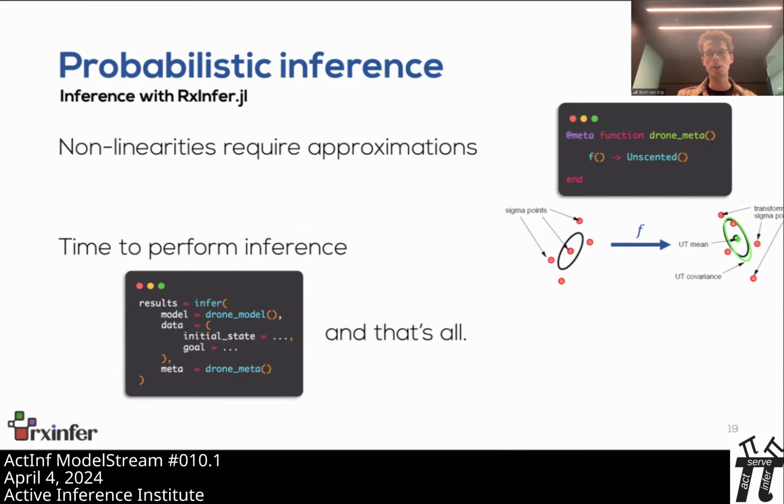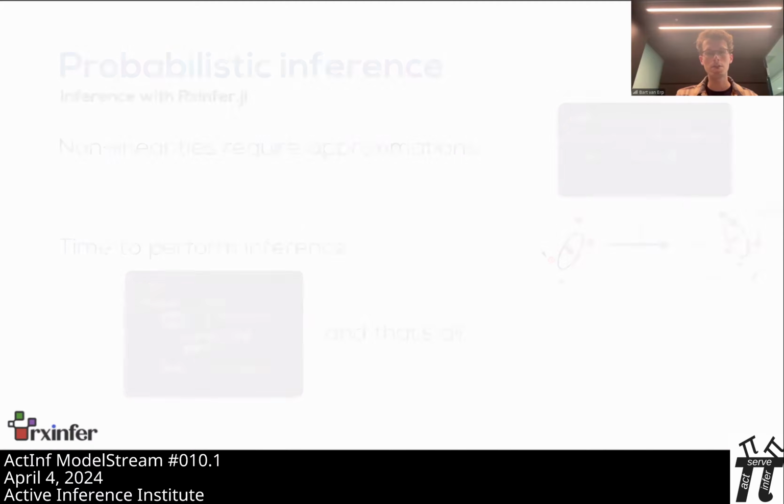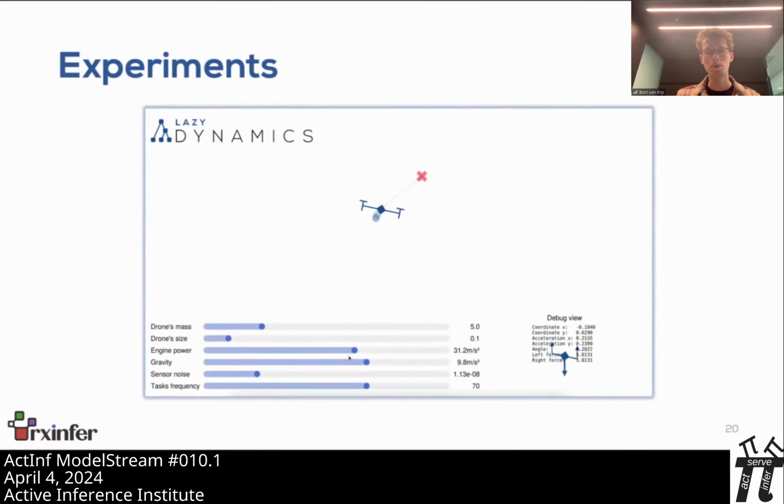In order to demonstrate this, we have a very nice experiment created by Dimitri, one of our colleagues, where we have this drone moving around. The plotting is more complicated than what I've shown on the previous slide, because actually getting this plotting to work required way more code than actually getting our inference to work.